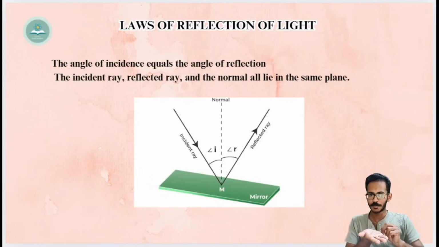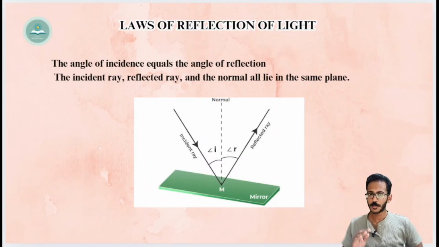That's the second law. It just says that the incident ray, the reflected ray, and the normal at the point of incidence all lie in the same plane. That's all. This is what we have already studied in our session. We are just revising it. Now, moving on, we have two more types of mirrors.